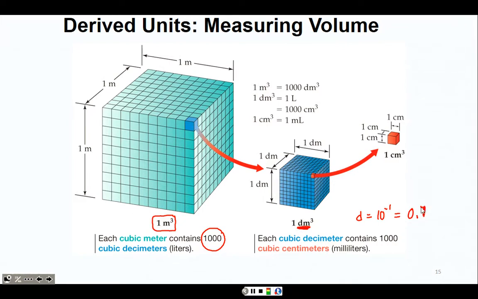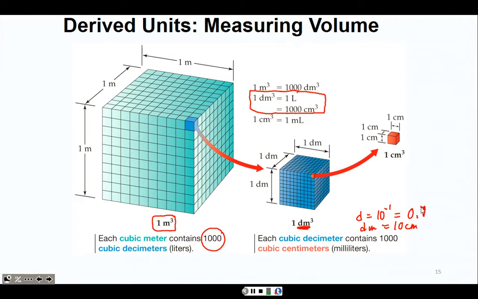A decimeter on each side turns out to also be the same thing as a centimeter on each side. And so, wait a minute, 10 centimeters. So 1 decimeter equals 10 centimeters. So a decimeter cubed is going to be a cube that has 10 centimeters on each side. That is a liter. And it also equals 1,000 cubic centimeters.